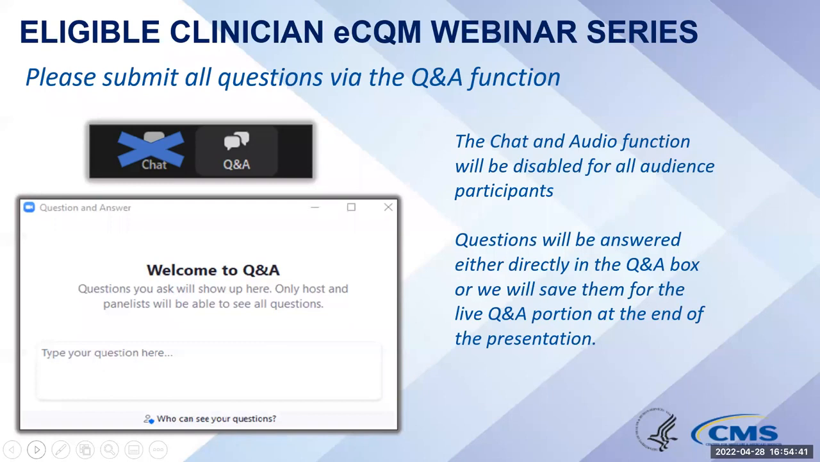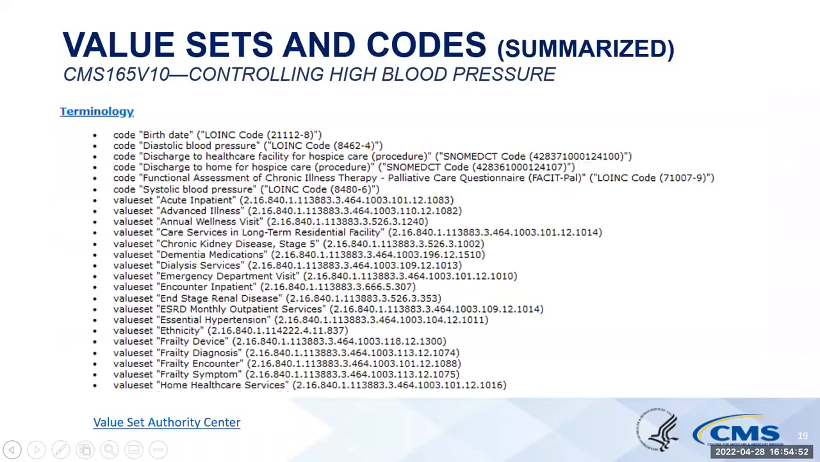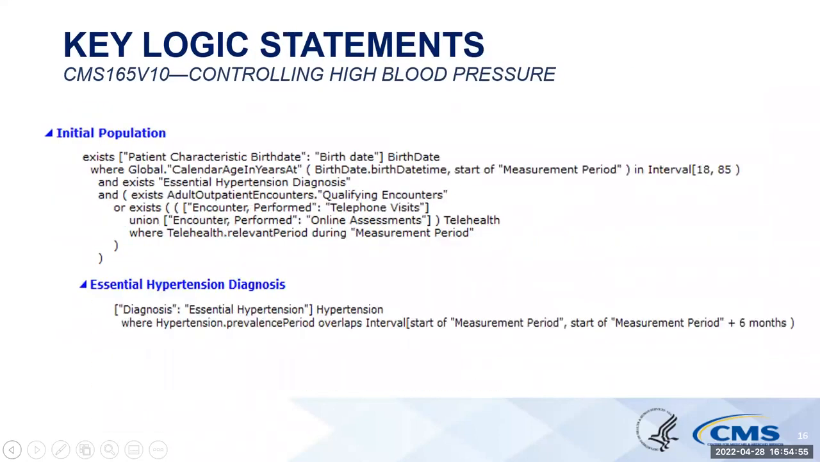Great, thanks. For the next question, could we scroll back to slide 16 quickly? Thank you. Okay, so on slide 16, for CMS 165 version 10, controlling high blood pressure, does the patient need to be 18 to 85 or 18 to 84 years old to meet the initial population? Thanks, Mike. Similar to CMS 122, the initial population includes patients 18 to 85.